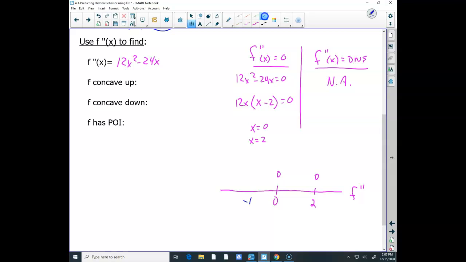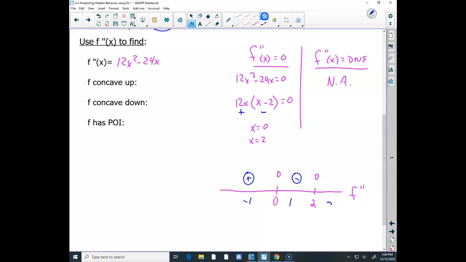First one I'm going to do is plug in -1. Well, that's going to make this factor negative and this factor negative, meaning the second derivative is positive there. I'm going to take the number 1. That's going to make that first term positive, and the next one's still going to be negative, meaning concave down.